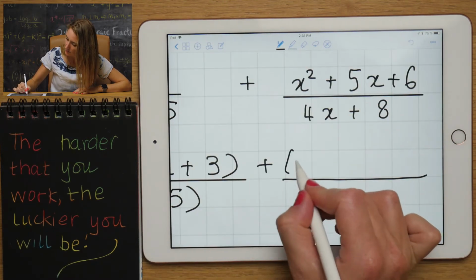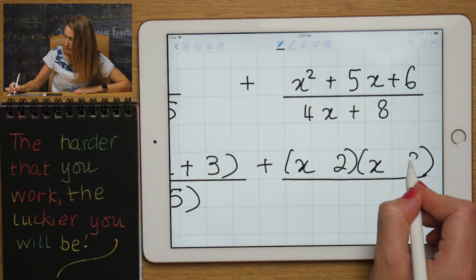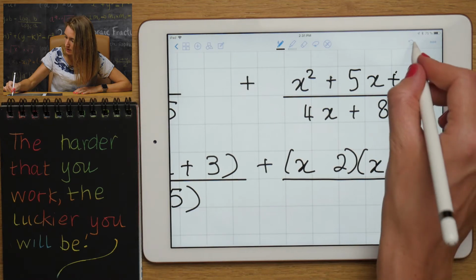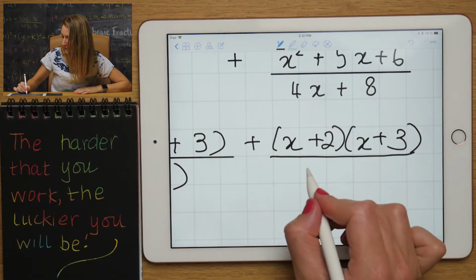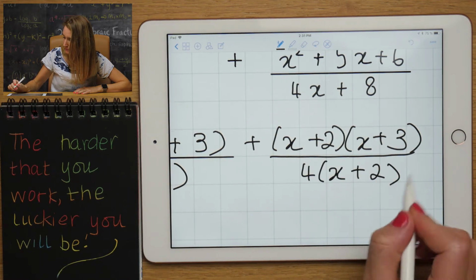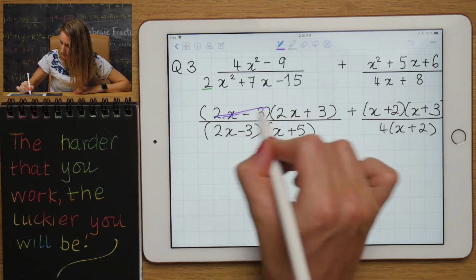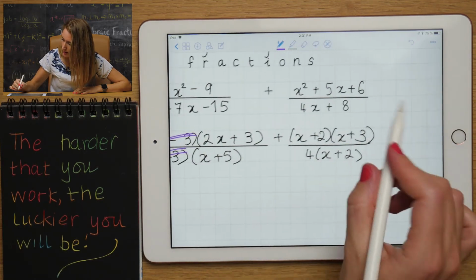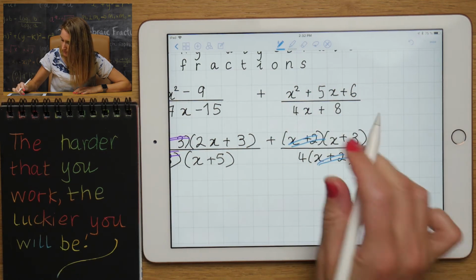Here we can factorize with the double x method. We're going to have 2 and 3. 2 times 3 is 6. 2 plus 3 is 5. And from here and here I can take out 4. x plus 2. So what can I cancel? I can cancel out this one with this one. And I can cancel on the other fraction this one and this one.